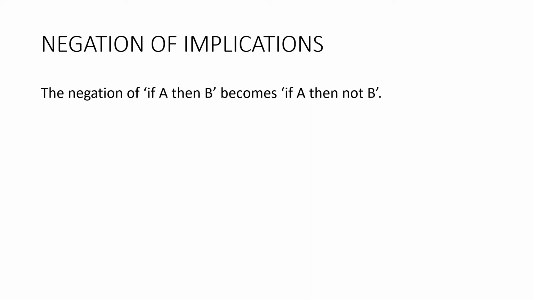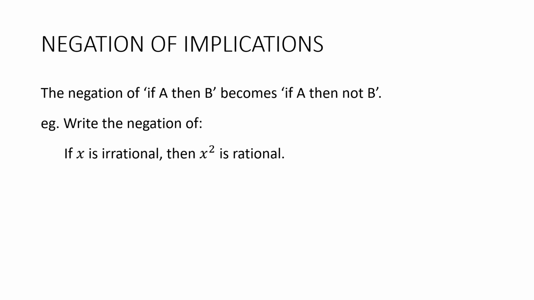And finally, the negation of implications. The negation of if A then B becomes if A then not B. Write the negation of if x is irrational then x squared is rational. We leave the first part, the premise, alone. We negate the conclusion: if x is irrational, then x squared is not rational, or irrational.